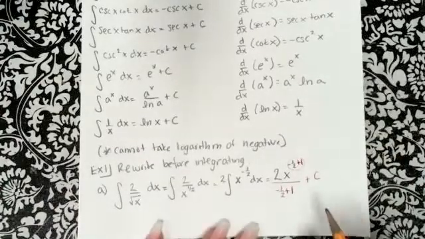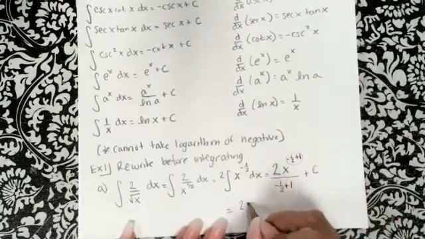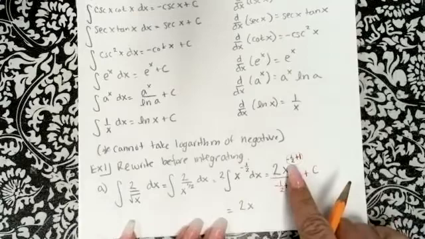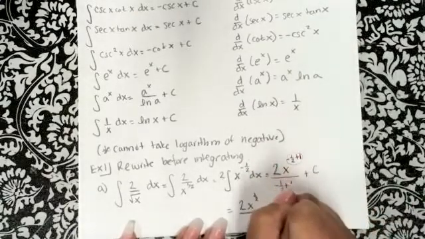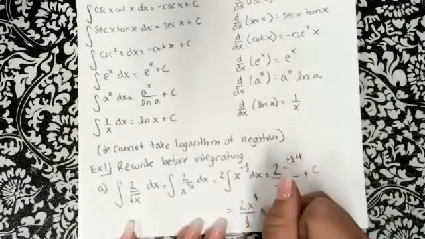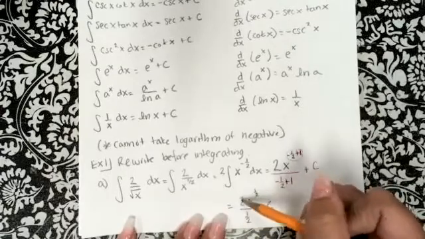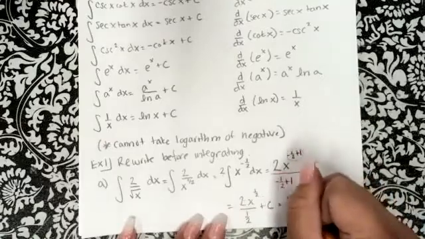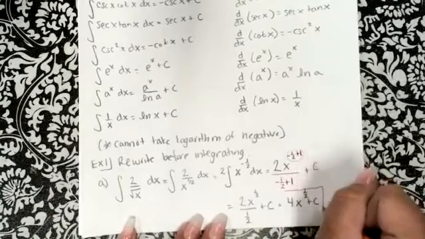Now, when I simplify this, I'm going to have a 2x to the negative 1/2 plus 1, which is going to be a half. And if you know your fractions, 2 divided by a half, the 2 flips up to the front, and that's going to become a 4x to the 1/2 plus the constant.